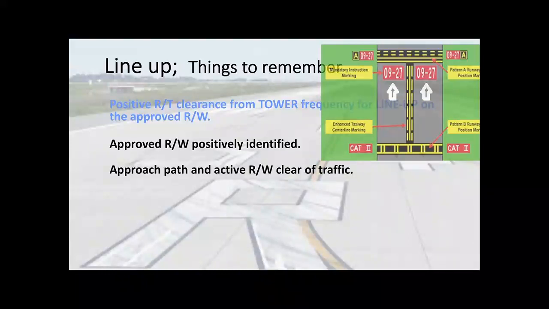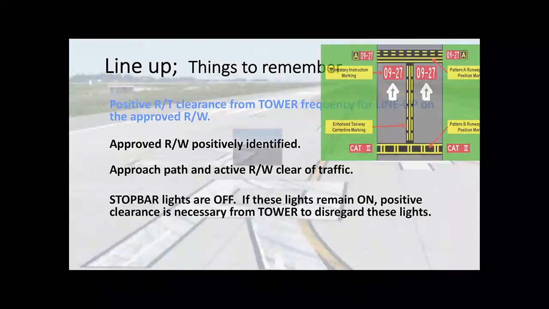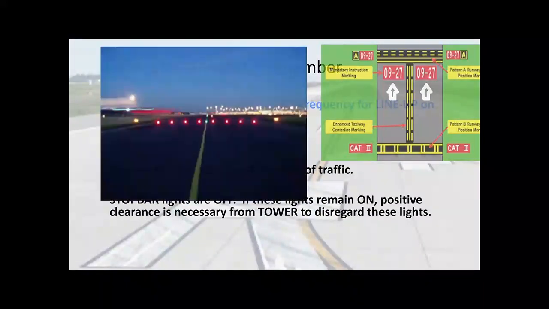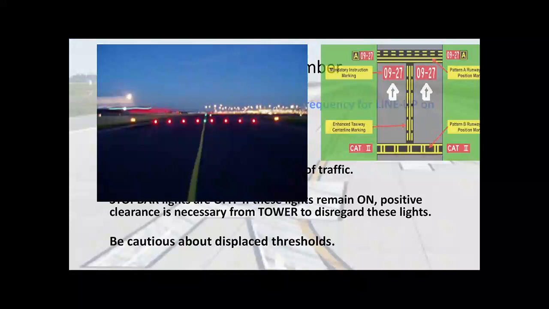Once you have commenced your lineup and you are moving in, you should ensure you are clear of that aircraft, and further activities will only be done after the active runway is clear of the same aircraft or other aircraft which may be crossing at further portions of the runway. You must ensure that the stop bar lights are off. If these remain on, positive clearance is necessary from the tower to disregard these lights. And you must also be cautious about displaced thresholds.